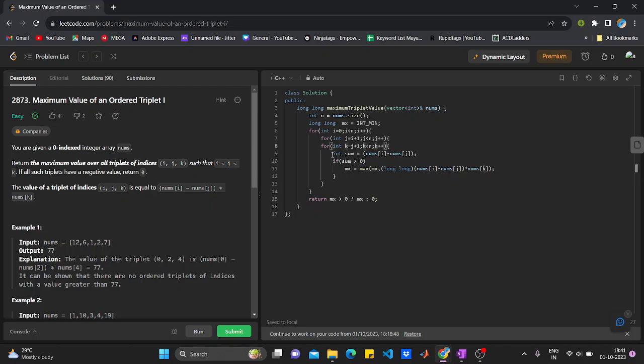Then we simply did this: int sum is equal to the expression of nums i minus nums j, and so on. If sum is greater than 0, we set mx equal to the maximum of mx and that expression. Why did we do this? Because we want the maximum value of the triplet. Then we simply return the answer. So this is how you can solve this problem.